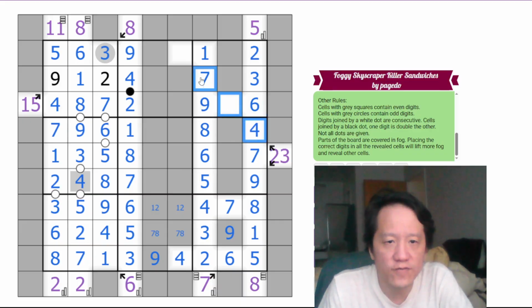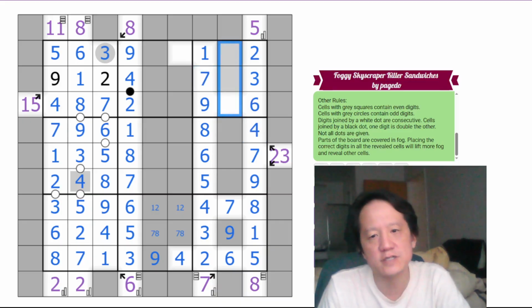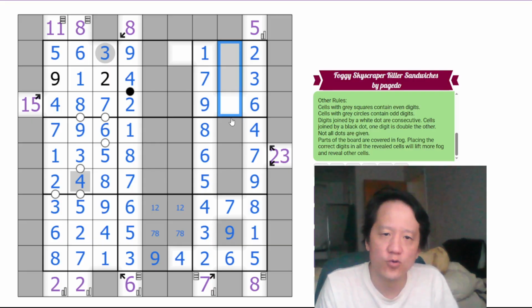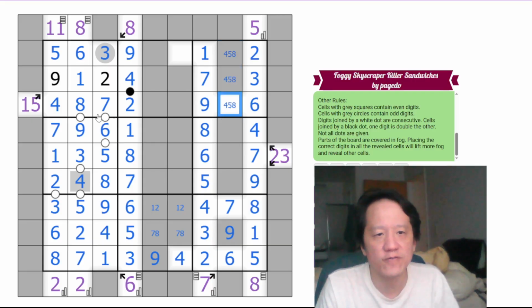Okay, these 4 digits add up to 23. This is 4 and 7, which add up to 11. These 3 digits have to be what? 4, 5, and 8. And this can't be 4 or 8, so this is 5. This can't be 4 or 5. This is 8. This is 4.